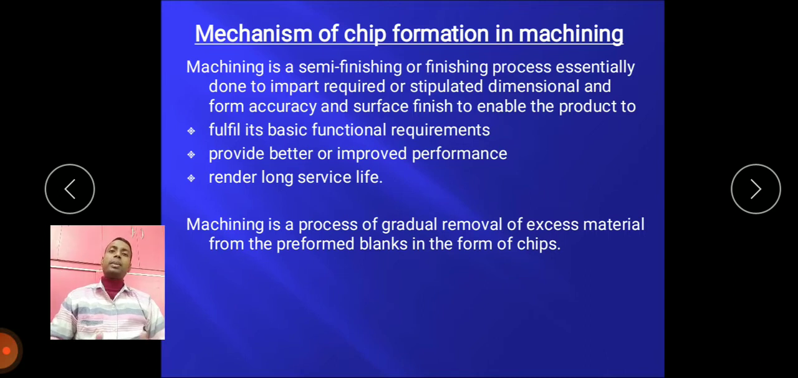So what is machining actually? Machining is a semi-finishing or finishing process essentially done to impart required or stipulated dimensional and form accuracy and surface finish to enable the product to fulfill its basic functional requirement, provide better or improved performance, and render longer surface life. Machining is a process of gradual removal of excess material from the preformed blank in the form of chip. So what is chip? Chip actually is the unwanted material coming from the preformed blank.